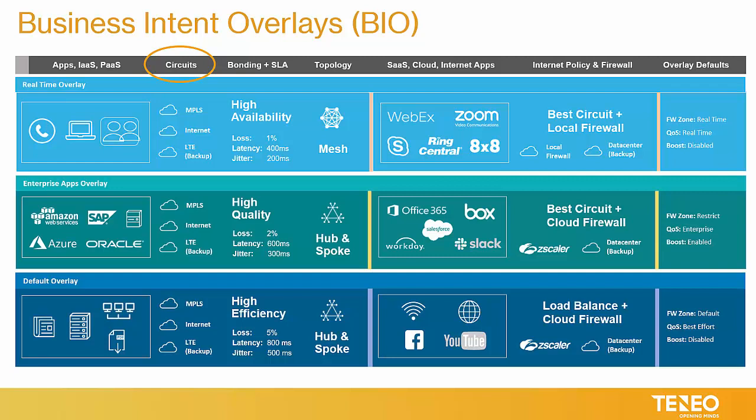Remember that the transports are the underlying physical circuits used to move data through the network. So the circuits used for real-time traffic include MPLS, Internet, and LTE as backup. Next, link bonding policy. How do I choose to utilize the transports, and how do I specify my service level agreements for this overlay? This is done through link bonding policies.